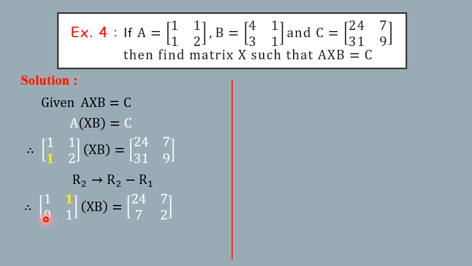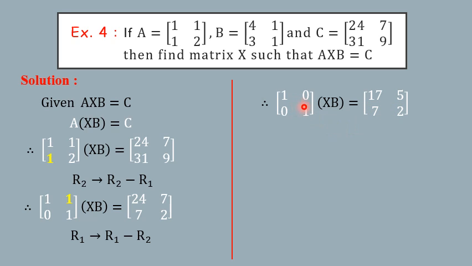Now by using second row, we have to reduce this element to 0. So for that, just subtract the second row from first row. That means we have to perform this operation: R1 changes to R1 minus R2. We get, now here 1 minus 0, answer will be 1. Again this 1 minus 1, 0. The second row as it is, the matrix XB as it is. Now here 24 minus 7, answer will be 17, and here 7 minus 2, answer will be 5, and the second row as it is.